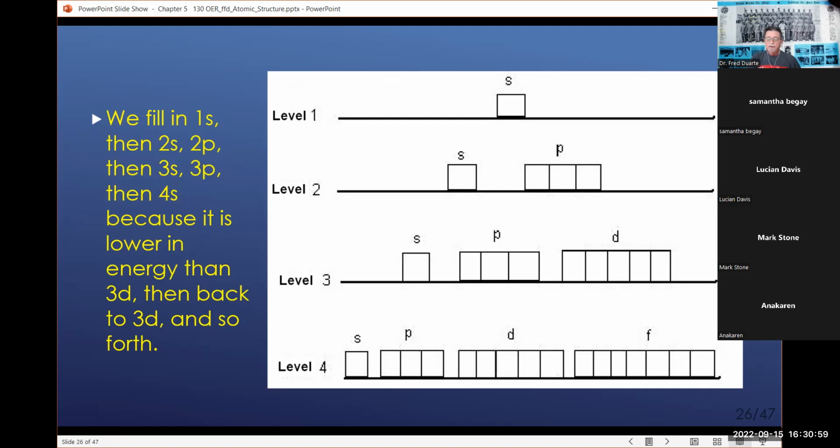the D orbitals. And then the period or level 4, SPD, and then the F orbitals come into play. Okay.